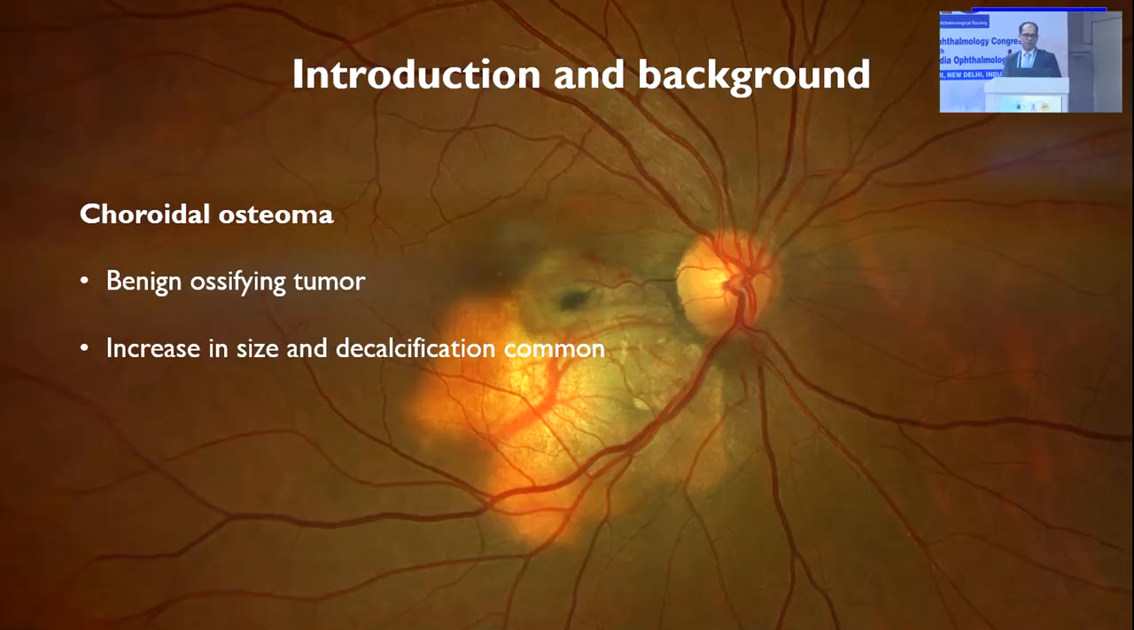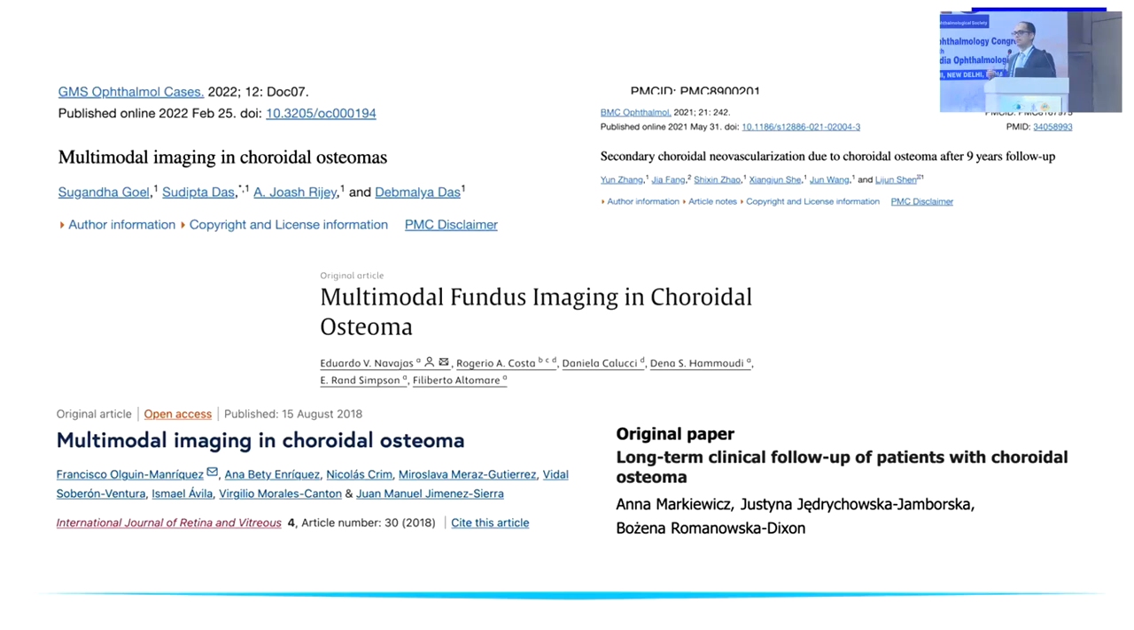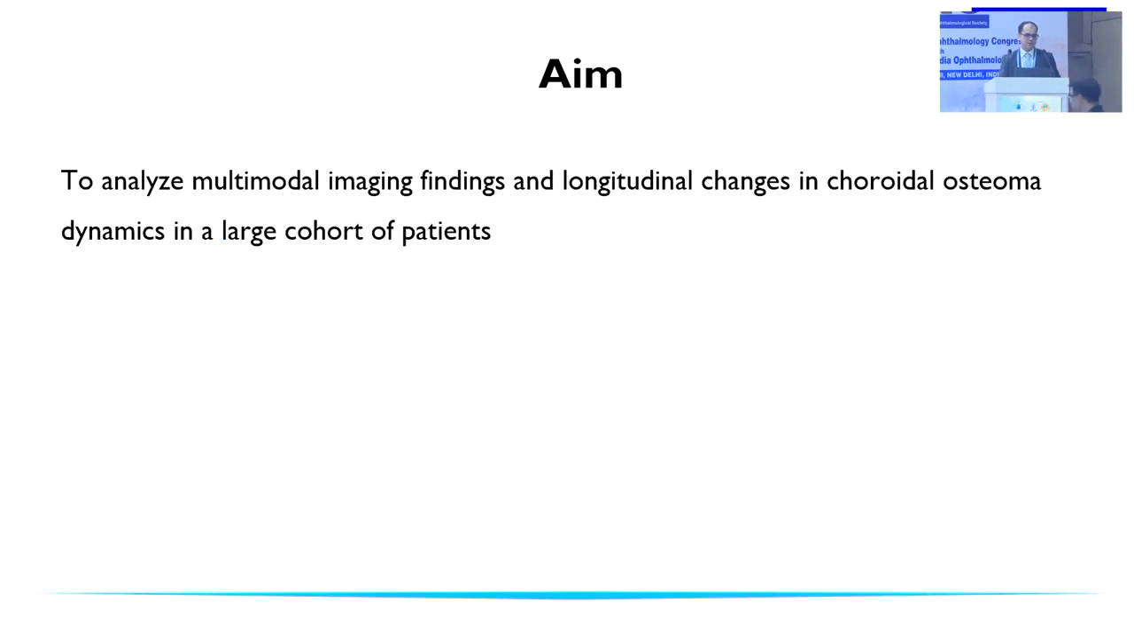As you all know, it's a benign ossifying tumor which can increase or decrease in size. And there have been papers in the past, mostly by the Shields group, which talk about the long-term follow-up and the predictive factors. But most of these studies are from the pre-OCT era. And in subsequent papers on multimodal imaging in choroidal osteoma, the definitions of certain aspects like deossification are very unclear. So that is why we aim to analyze the multimodal imaging findings and the longitudinal changes and try to define some of these aspects properly.